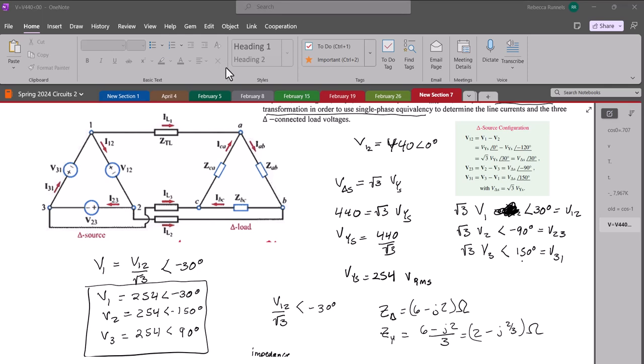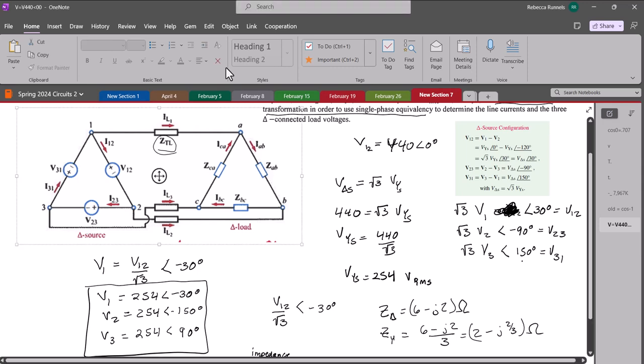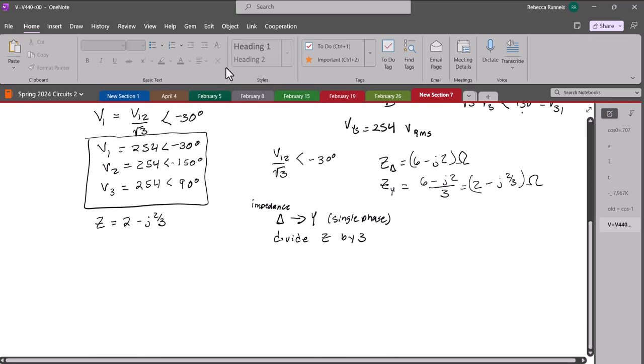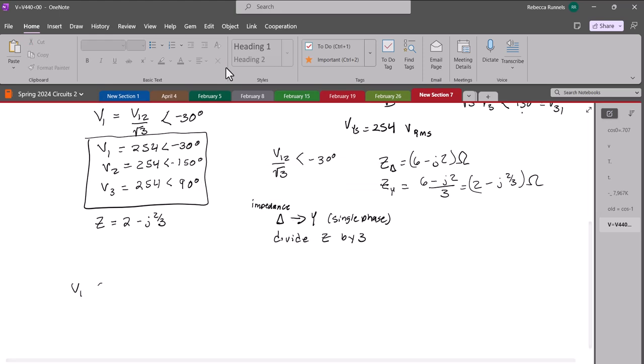So for our single phase equivalency, we're going to have the voltage that we got right here, and then we have the impedance for the line, and then we'll also have the impedance on the load. So our single phase equivalency will have our voltage, we'll have Z line, and we'll have Z load.